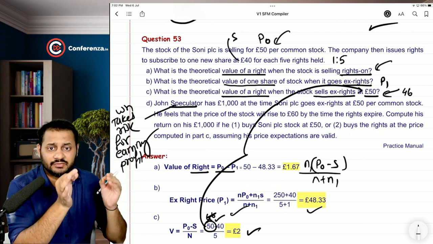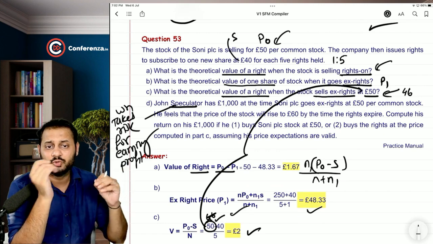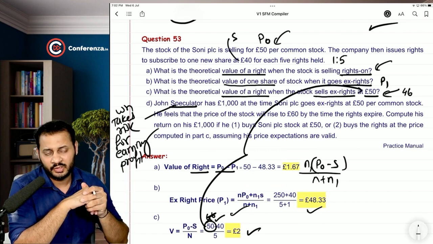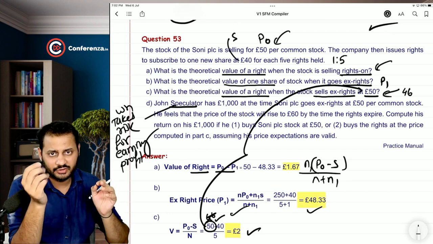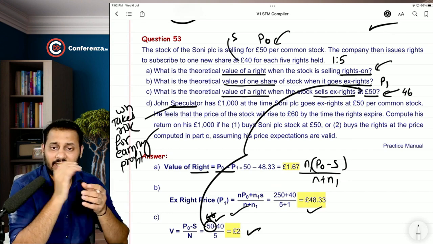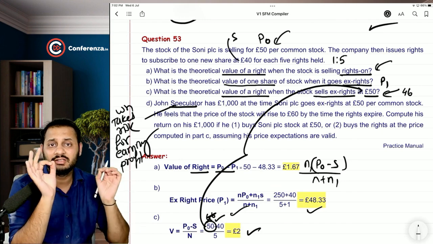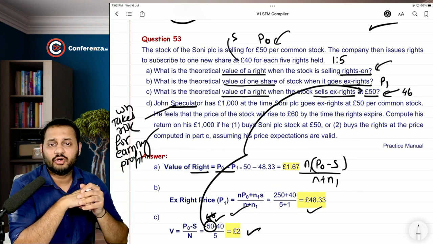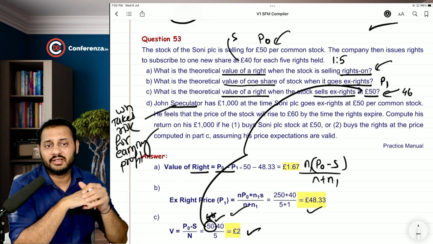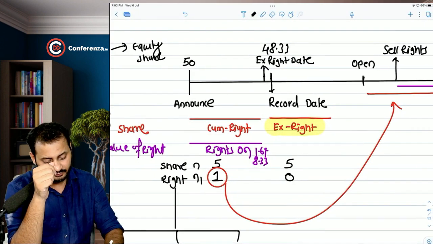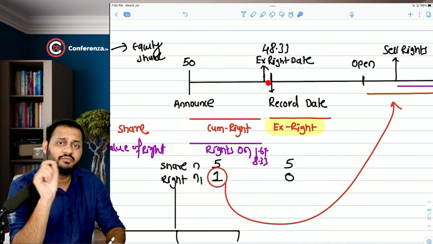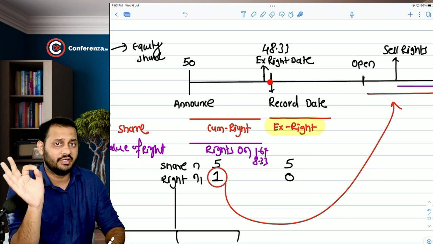So John has £1,000 at the time Sony PLC goes X right at £50 per common stock. When the stock went X right, the price was £50 in the market, and at that time John had £1,000 with him. He feels that the price of the stock will rise to £60 by the time the rights expire. See, imagine a situation here. John is standing here and the market price of the share is £50.